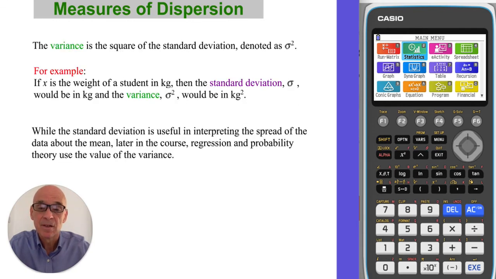The variance is quite simply the square of the standard deviation, notated as sigma squared. For example, if x is the weight of a student in kilograms, then the standard deviation, sigma, would be measured in kilograms, while the variance, sigma squared, would be measured in kilograms squared. So the standard deviation is useful as a measure of spread or dispersion of the data, but later in the course, when we do regression and probability distributions, we will use the value of the variance.